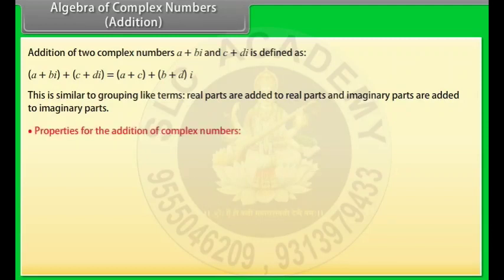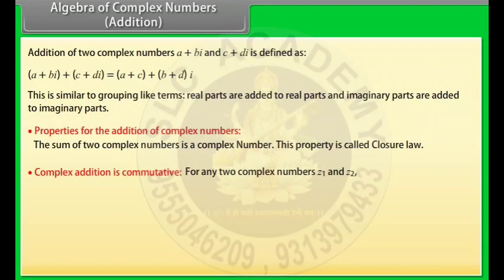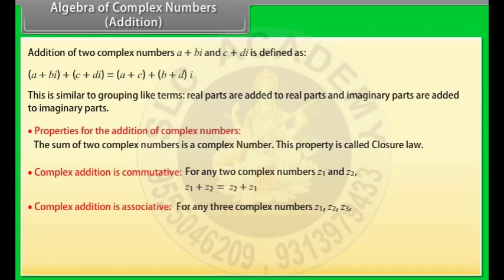Properties of the addition of complex numbers. The sum of two complex numbers is a complex number. This property is called closure law. Complex addition is commutative. For any two complex numbers, z1 and z2, z1 plus z2 is equal to z2 plus z1. Complex addition is associative. For any three complex numbers, z1, z2, z3, (z1 plus z2) plus z3 is equal to z1 plus (z2 plus z3).